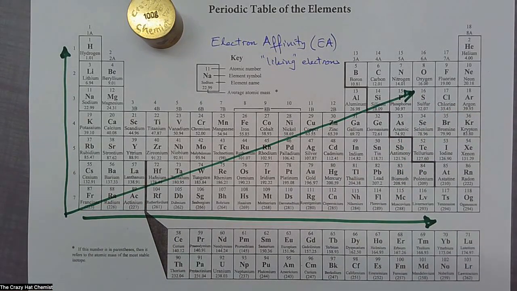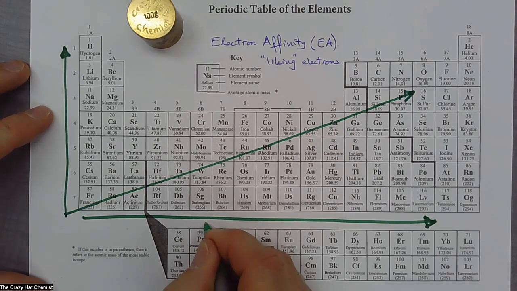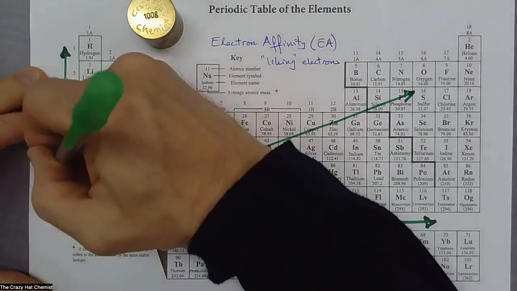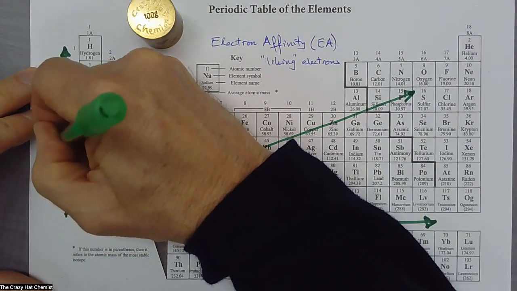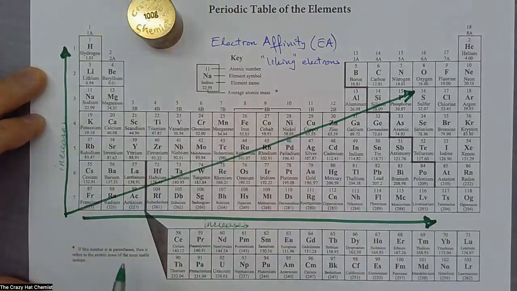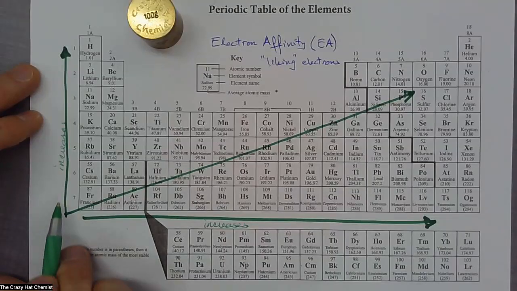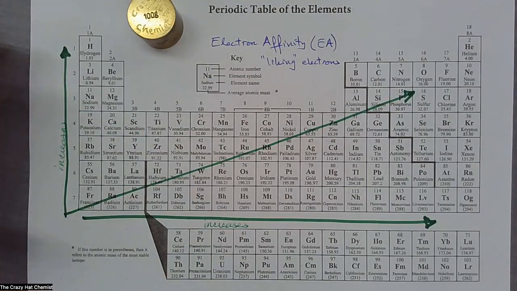So let's write all that down so that you've got those. So electron affinity increases and increases. As you move to the right within a period, electron affinity increases. As you move up a group, electron affinity increases.